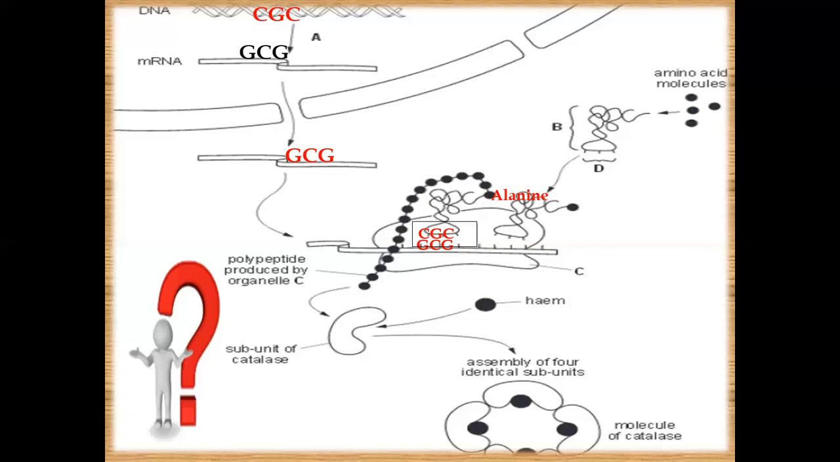So A will be transcription, while B is our transfer RNA, and D is the anticodon sequence on one side of the transfer RNA, while C is our ribosomal RNA. So in this way, this type of question is possible. The examiner can also ask questions to explain this process.